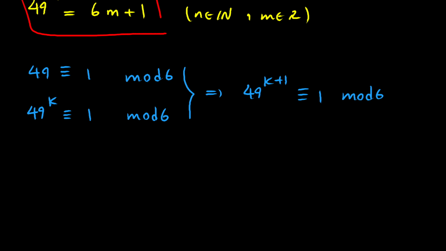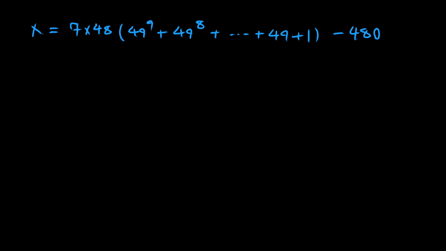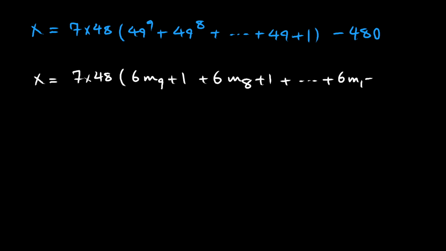So we know that x is equal to 7 multiplied by 48 multiplied by 49 to the power of 9 plus 49 to the power of 8 plus and so on plus 49 plus 1 and then minus 480. Now, if you use the pattern, x is going to be 7 multiplied by 48 and then multiplied by the quantity 6 times some integer, let's say m sub 9 plus 1 plus 6 times m sub 8 plus 1 plus and so on plus 6 times m sub 1 plus 1 and then plus 1 and minus 480.